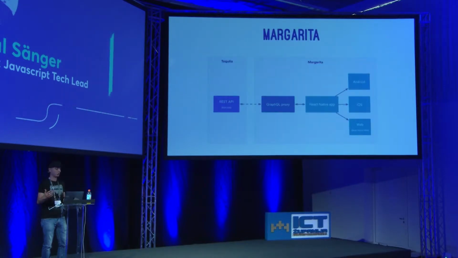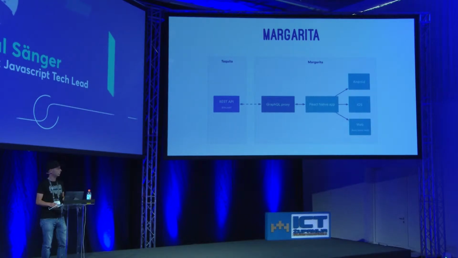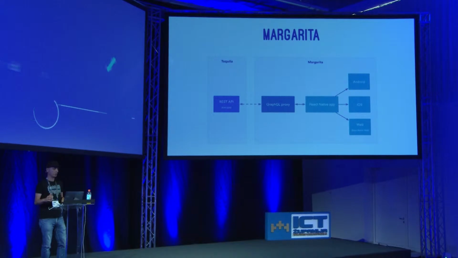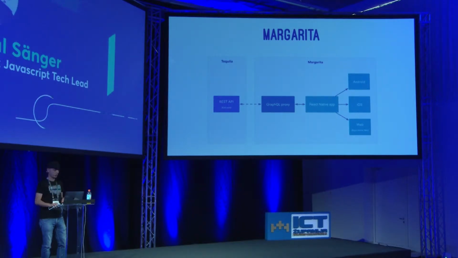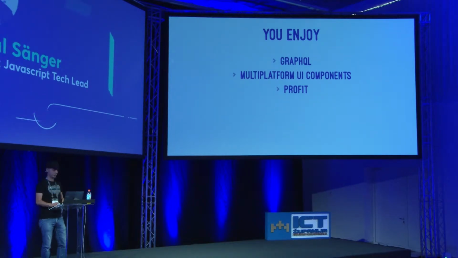And basically, the architecture overview looks like this. So our backend team provided an API called Tequila. And if you take Tequila and you add a few more ingredients, you get Margarita. So these ingredients, from our point of view, were GraphQL, React Native, and React Native Web. Tequila is a REST API that gives you all the things you don't have to take care about. So it's the whole backend, all the payments, all the customer support. And you can enjoy the GraphQL, the multi-platform UI components. Then is phase 2, and then comes the profit.